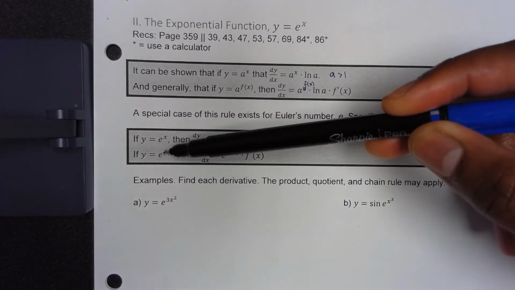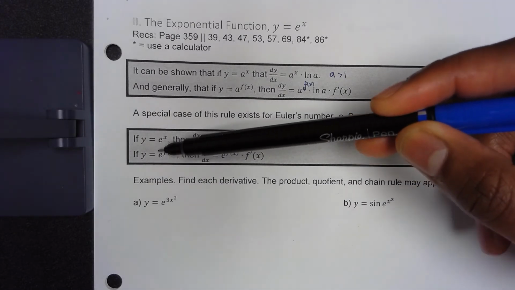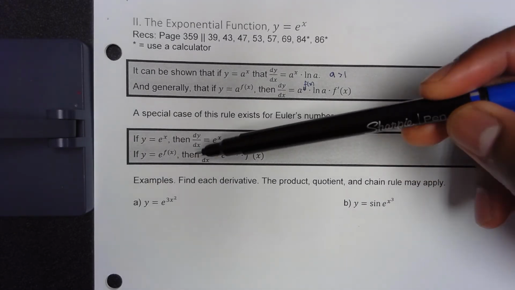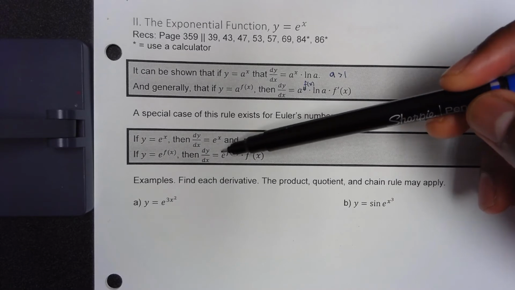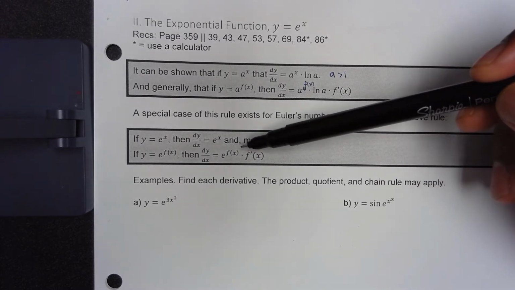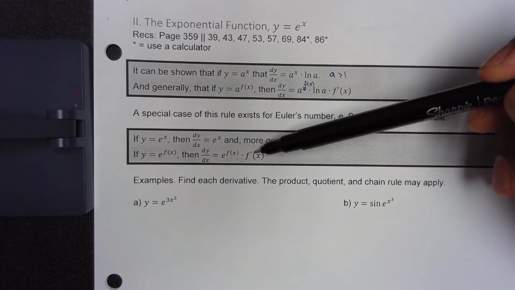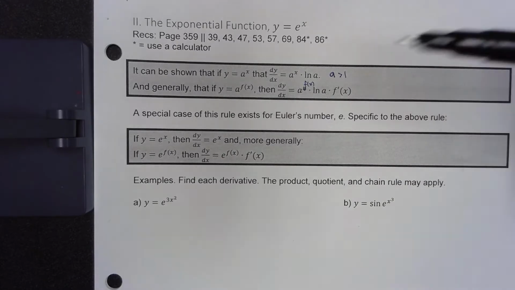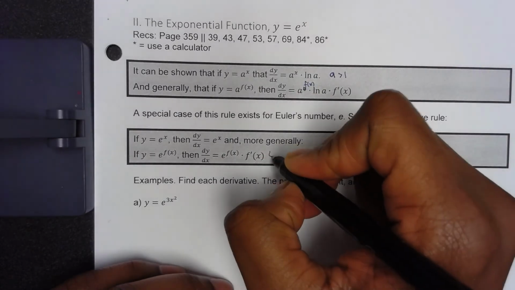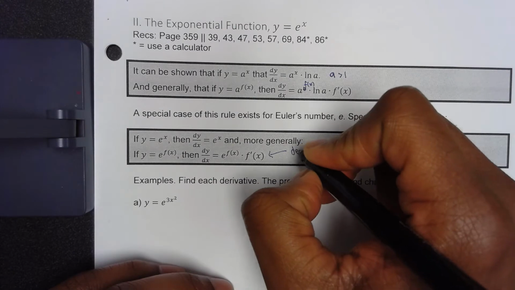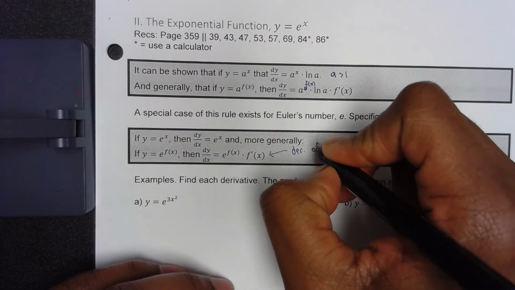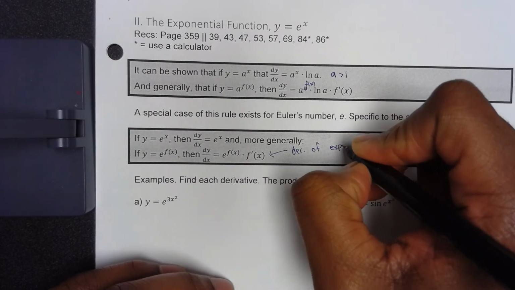Generalizing it a bit more, if we have y equals e to some function, then its derivative is equal to e to that same function multiplied by the derivative of the exponent.